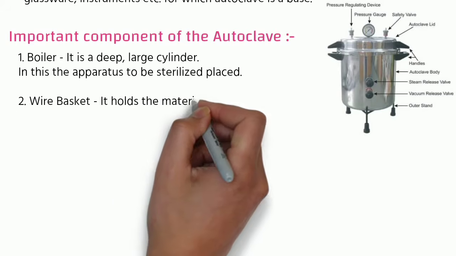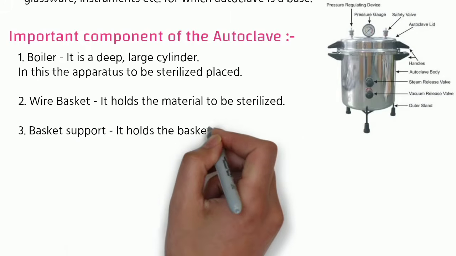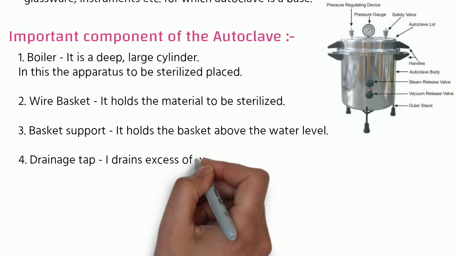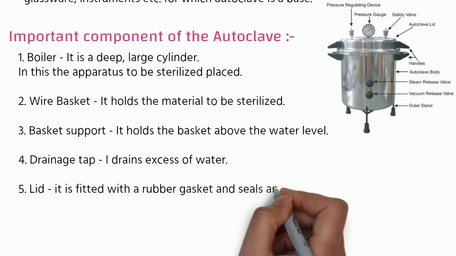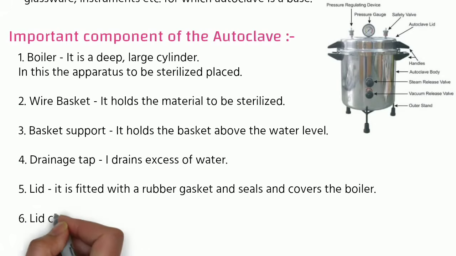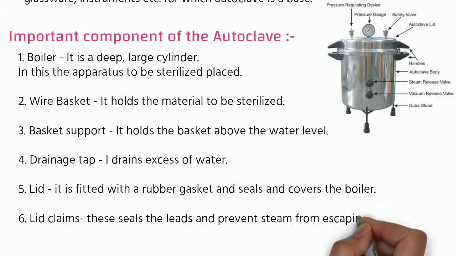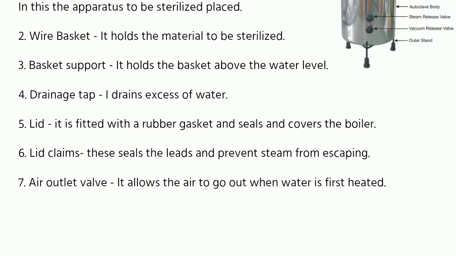Wire basket, it holds the material to be sterilized. Basket support, it holds the basket above the water level. Drainage tap, it drains excess water. Then the lid, it is fitted with a rubber gasket and seals the cover of the boiler. Then the air outlet valve, it allows the air to go out when water is first heated.